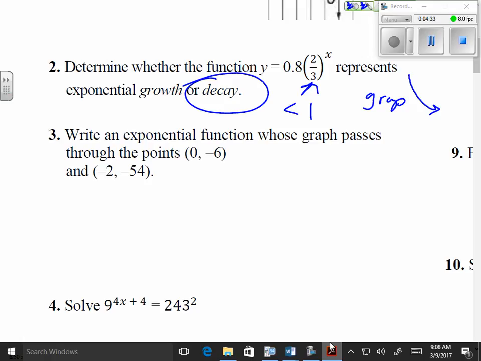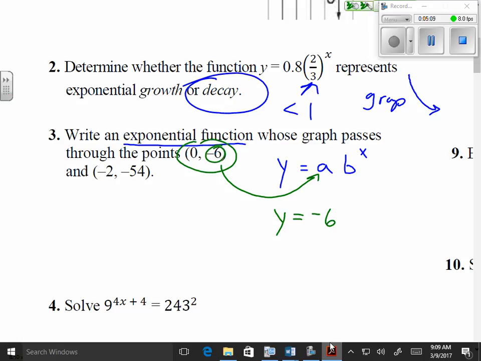Number 3, write an exponential function whose graph passes through (0, -6) and (-2, -54). So the form for exponential functions is y equals a times b to the x. A is kind of like our y-intercept. So this is going to give me a clue, and I'll put that in for a. So I know part of the equation is going to be y equals -6. I don't know what b is, but whatever it is, I'm going to take it to the x power.